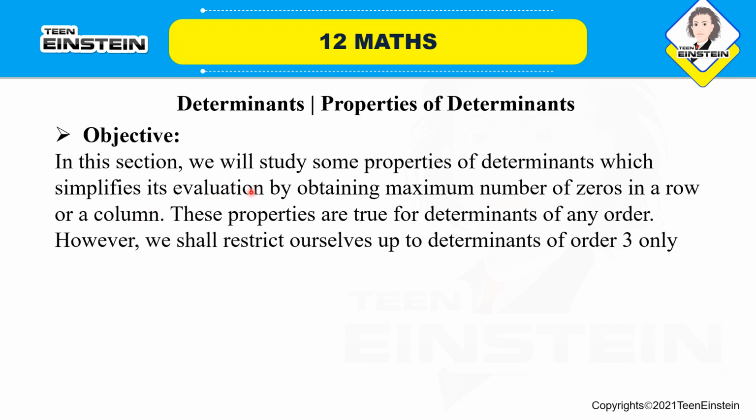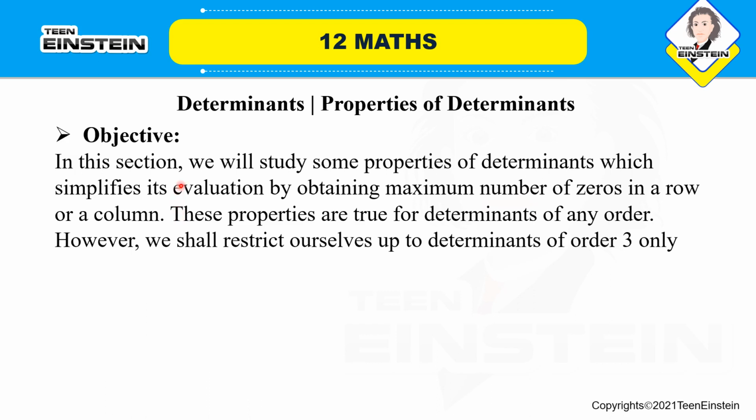So when we apply the properties of determinants to evaluate the given determinant, the values will get simplified. That means you will get maximum number of zeros in a row or a column. And if you get maximum number of zeros, then we can evaluate the determinant easily, right?